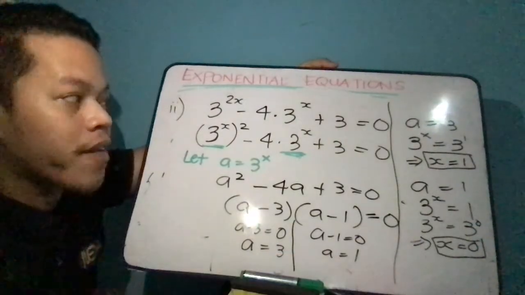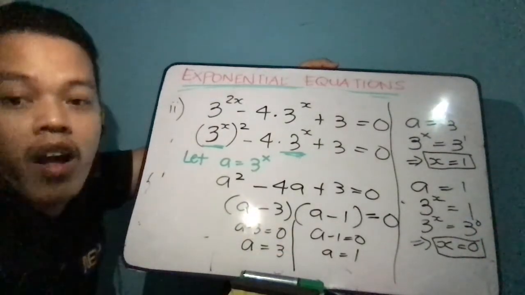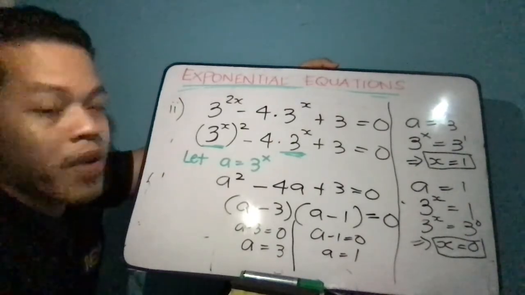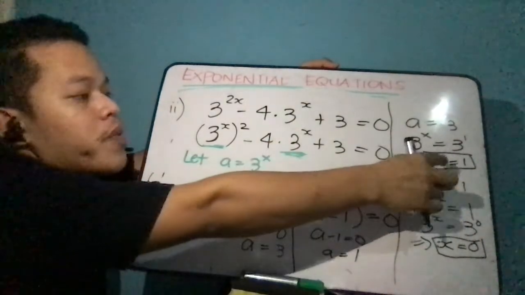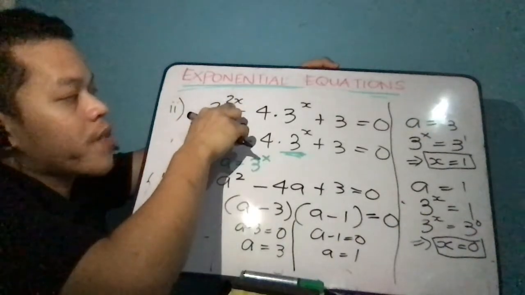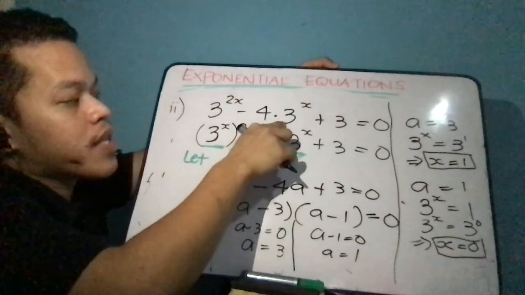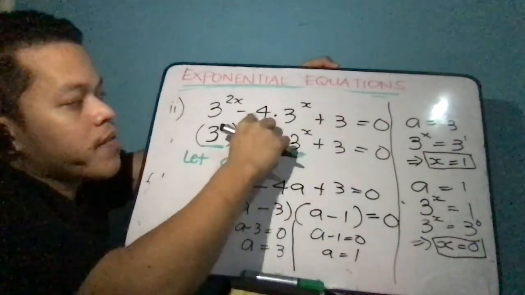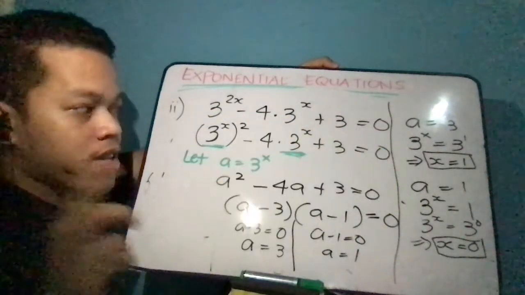Okay? So we have two values of x, and we're not sure if all of these values can actually be a solution of your equation. That's why we have to test each value. So when x is equal to 1, this is 3 squared equal to 9. 4 times 3 is 12, so 9 minus 12 is negative 3, plus 3, negative 3 plus 3 is equal to 0. Now let's use 0.